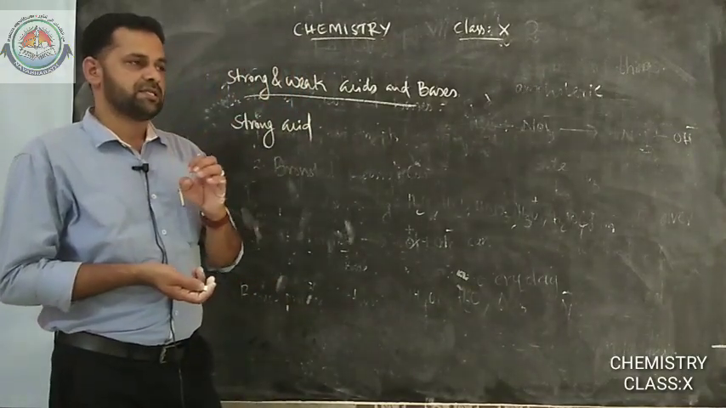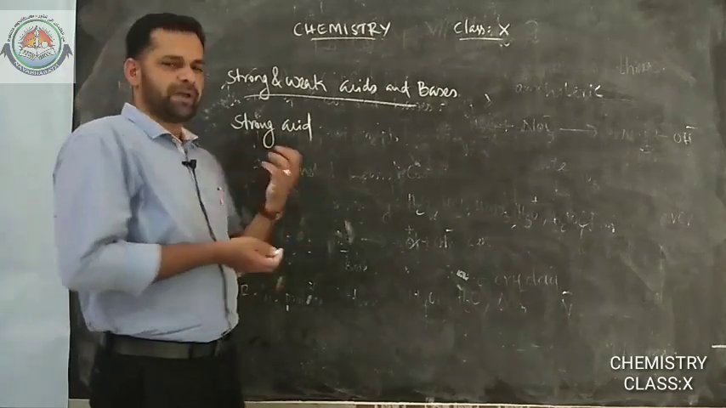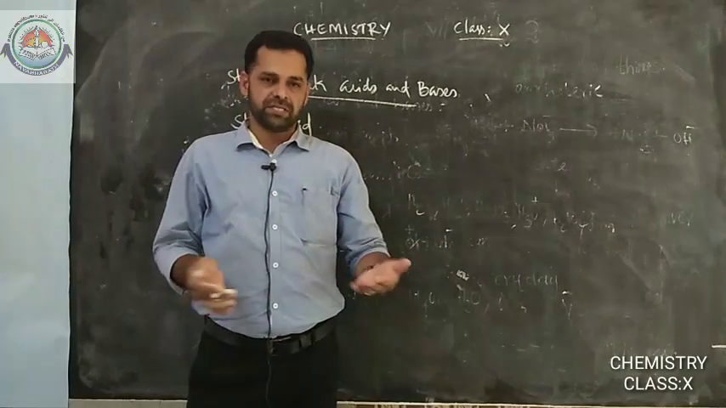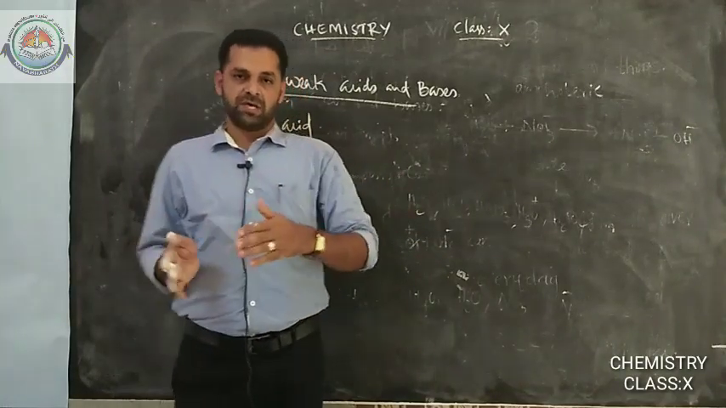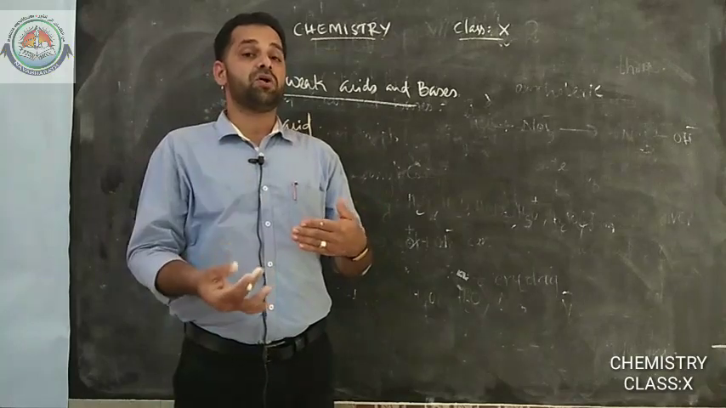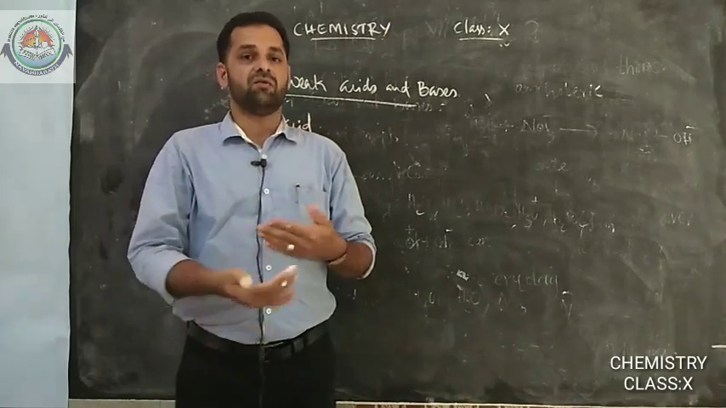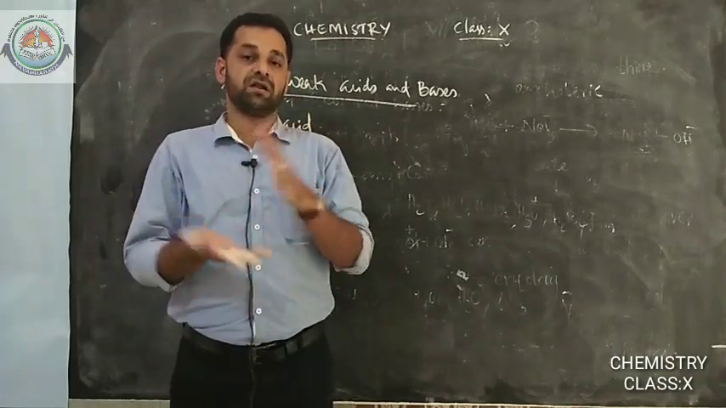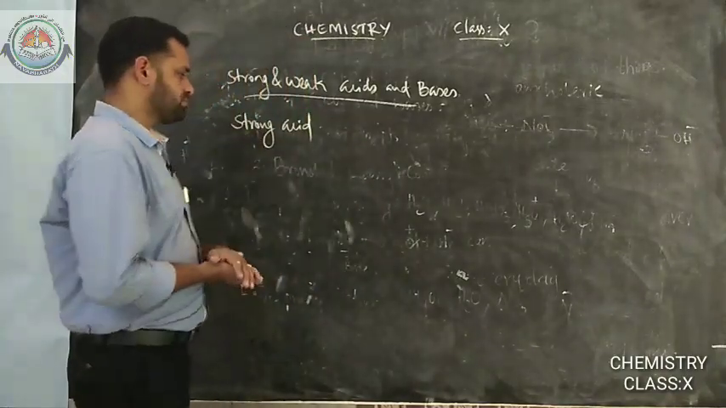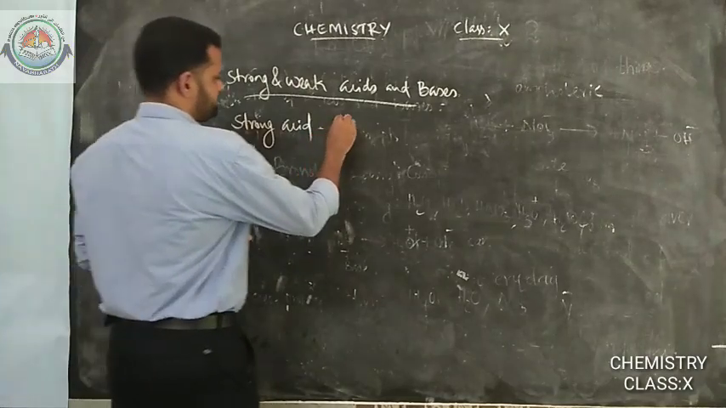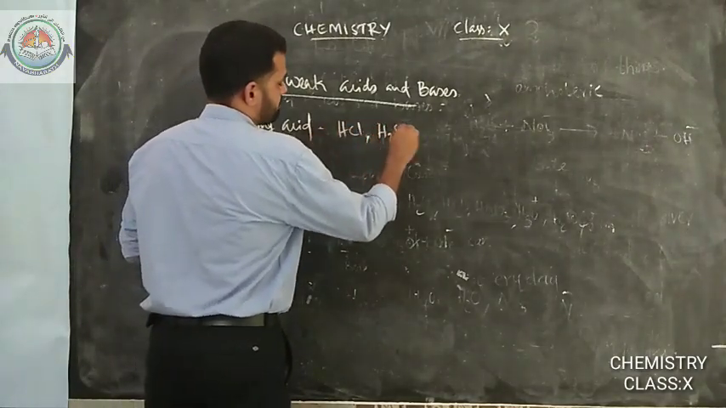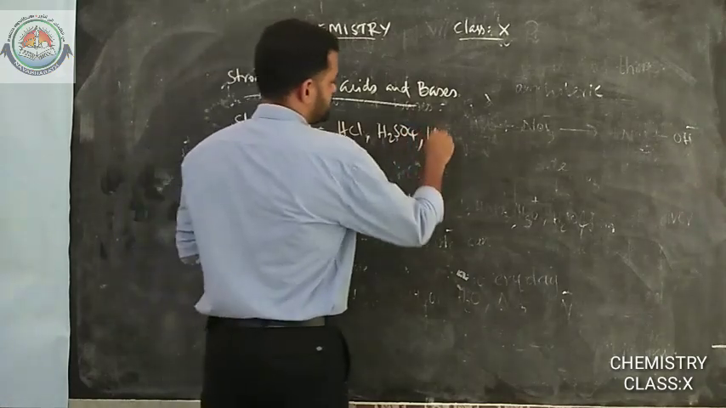Strong acid is an acid which ionizes. What do you mean by ionize? Ionization means they become ions, that is positive ions and negative ions. So, they ionize completely and give more amount of H plus ion in water, in aqueous solution. That is called a strong acid. Strong acid examples: HCl, H2SO4, HNO3.